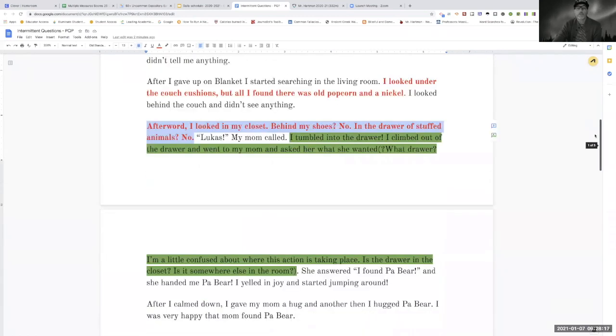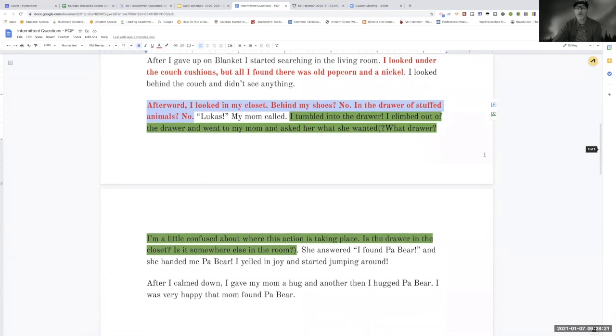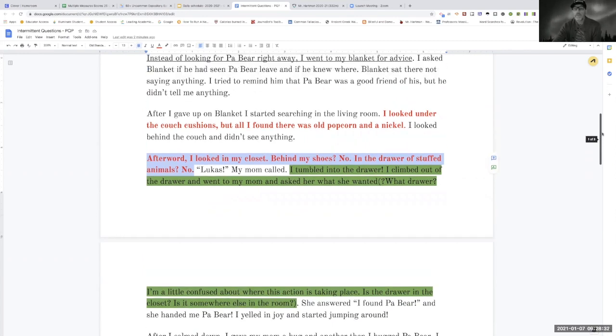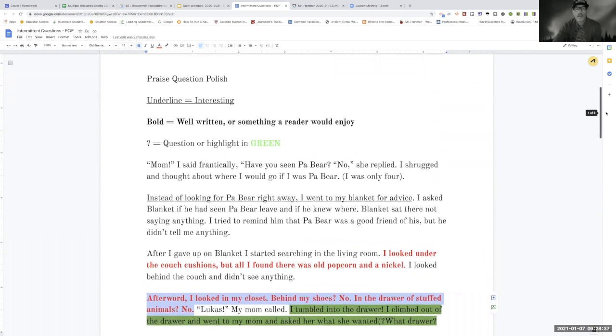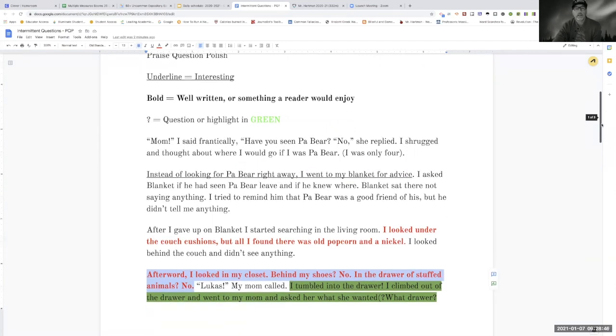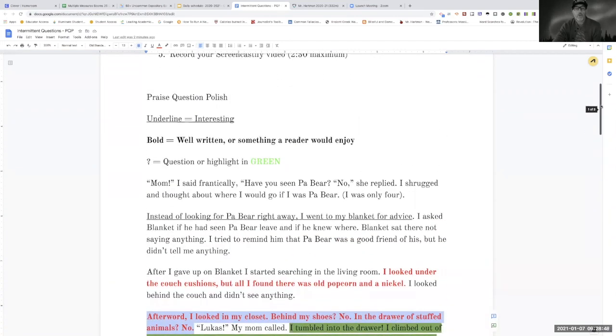I tumbled into the drawer. I climbed out of the drawer and went to my mom. I don't know where this is happening. So I said, what drawer? I'm a little confused about where this action is taking place. Is the drawer in the closet? Is it somewhere else in the room? So that will give the author of this particular piece some feedback as to what they need to clarify, sometimes what they need to zap or get rid of or delete. And that's where we're at.